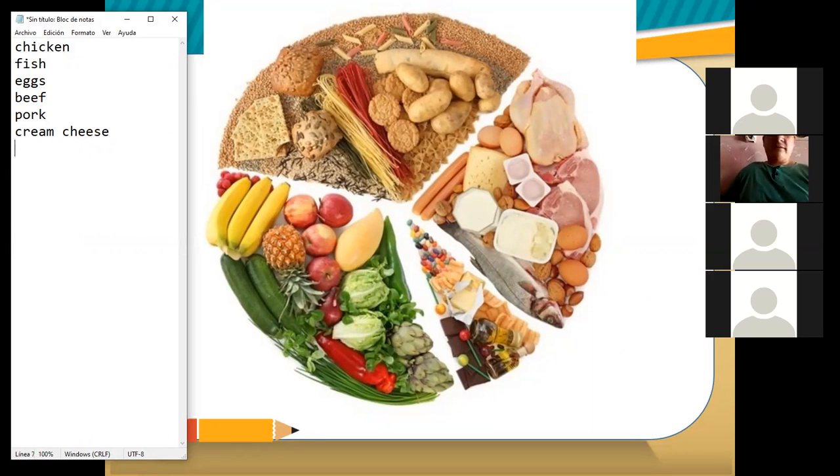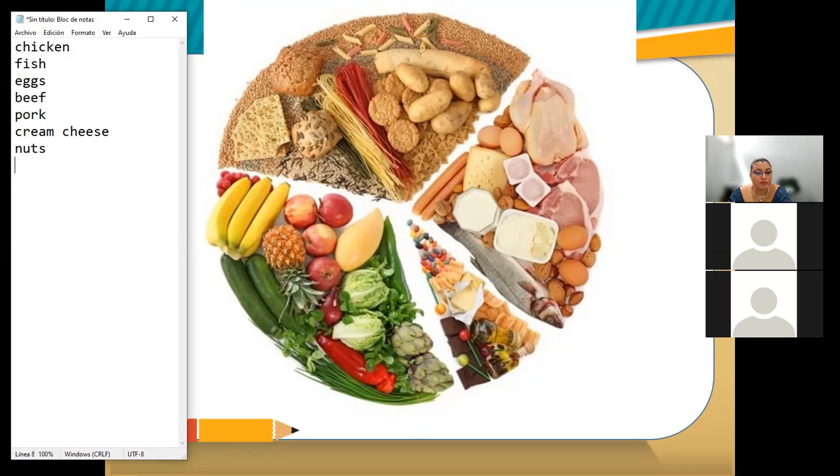Walnut. Okay, nuts. Very good. What else? Cream, okay, very good. Cream cheese. Very good.